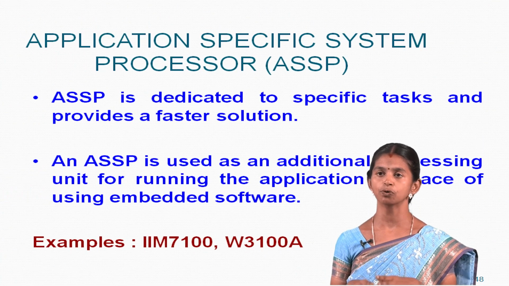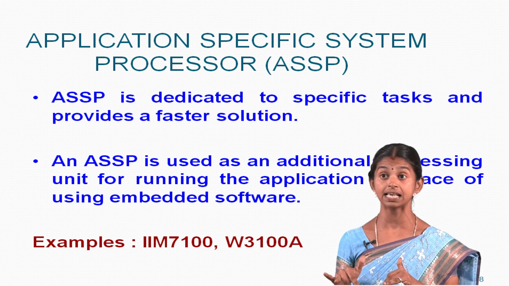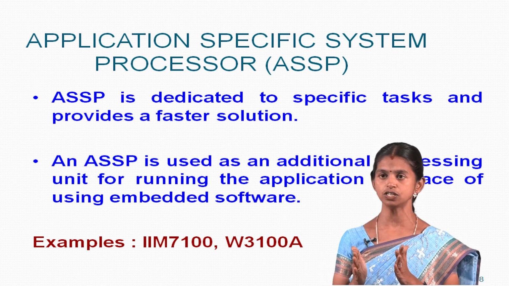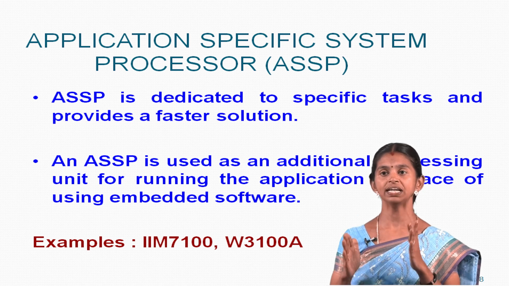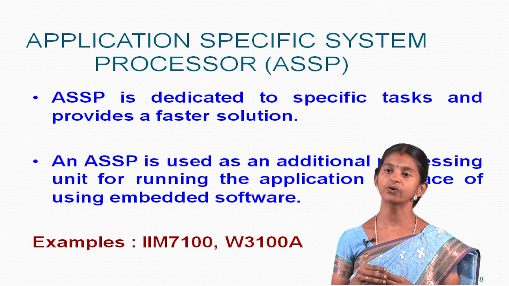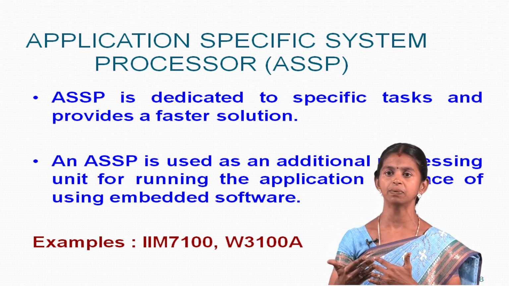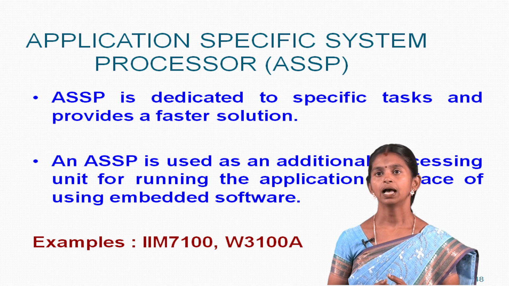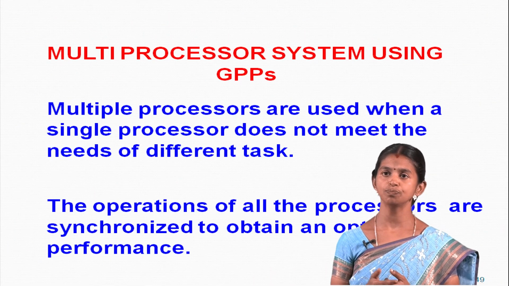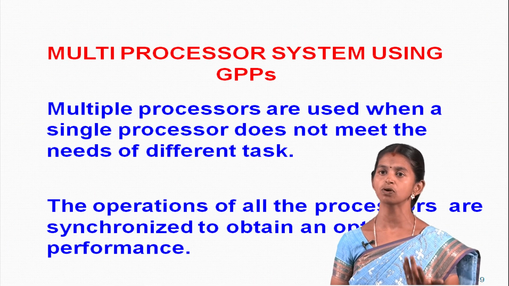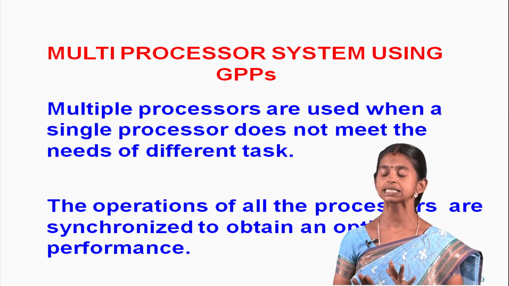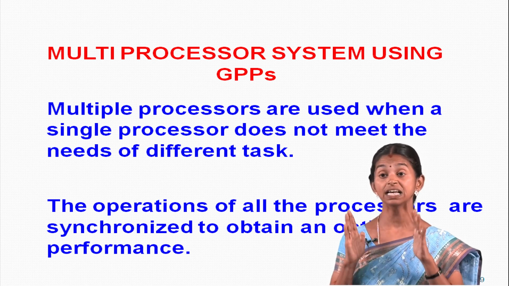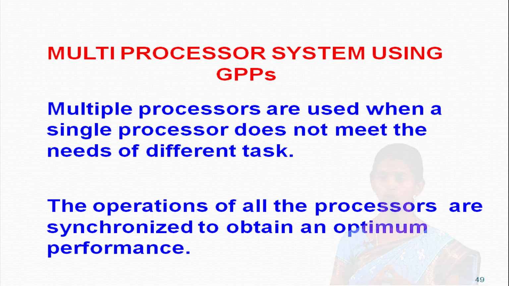Application specific system processor, defined as ASSP, is dedicated to a specific task and provides a fast solution. It is used as an additional processing unit for running the application in place of embedded software. Multiprocessor systems using GPPs: multiple processors are used when a single processor does not meet the needs of different tasks. The operation of all the processors is synchronized to obtain optimum performance.